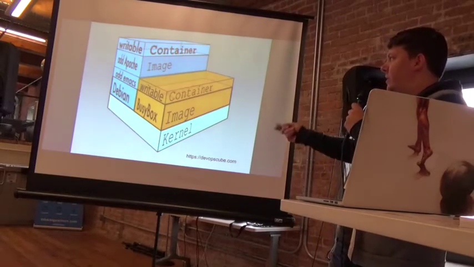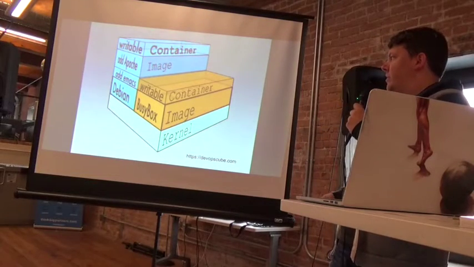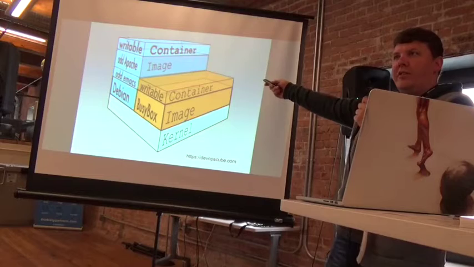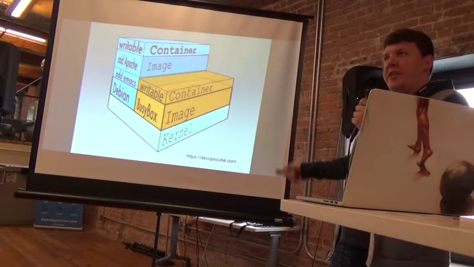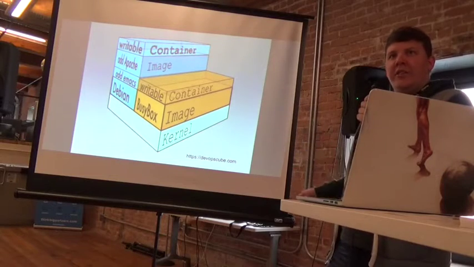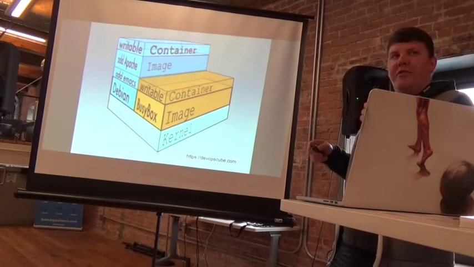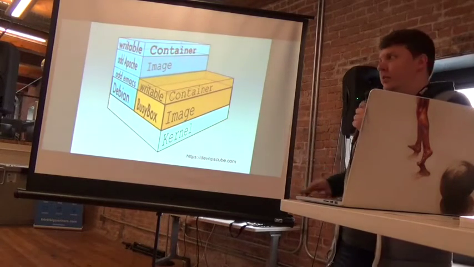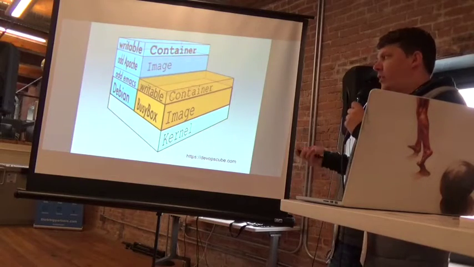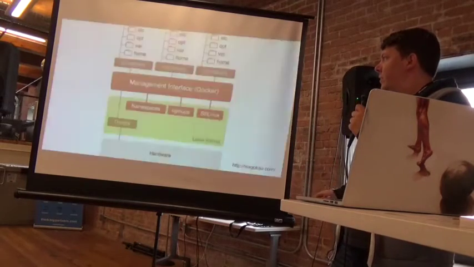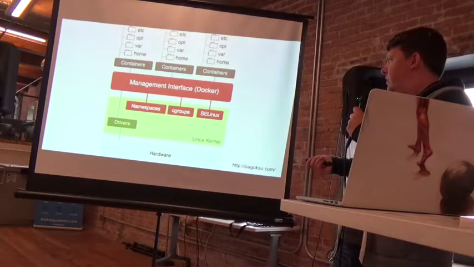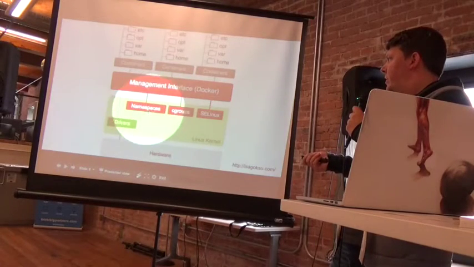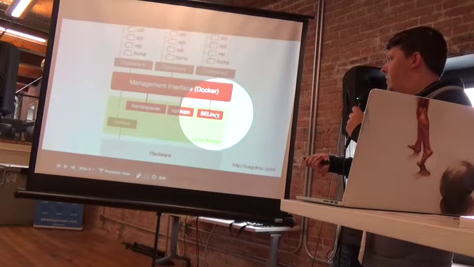So this is an easy way to understand what an image is and what a container is. It used to be a much more complicated topic, but now I think everybody understands that the container is the writable piece of the image, and the image is below it. And that all rests on the kernel. And this kind of shows the namespaces right there, C groups, and SE Linux.